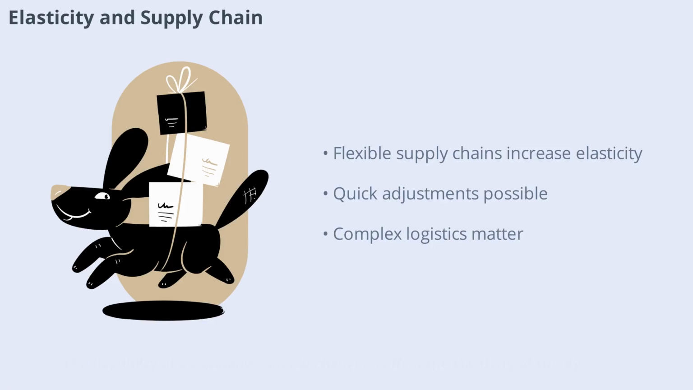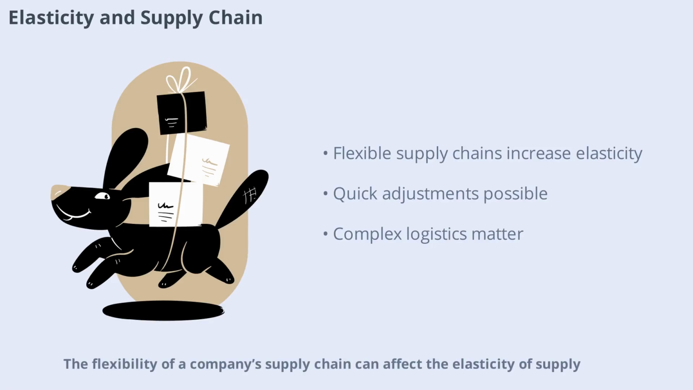The flexibility of a company's supply chain can affect the elasticity of supply. If a business can quickly adjust production levels, supply is more elastic. If it's hard to ramp up or slow down, supply is inelastic. This is especially important in industries with complex logistics.